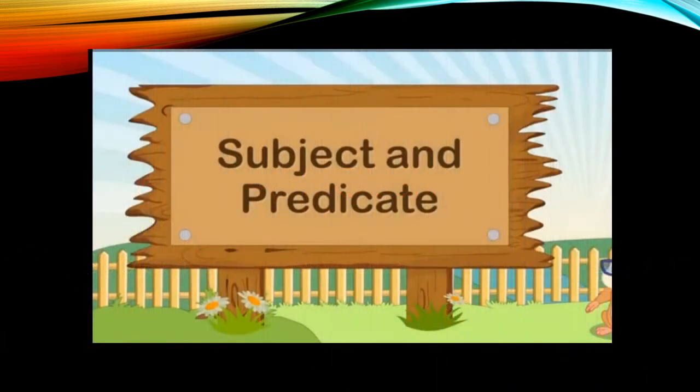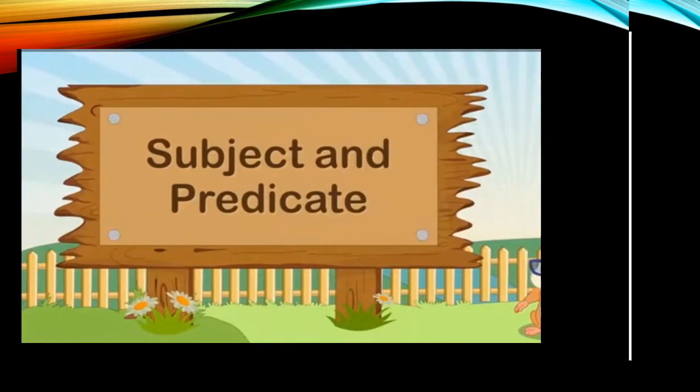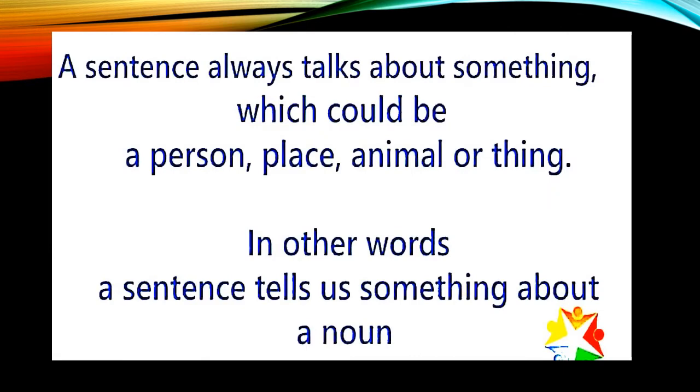Children, today we will discuss the parts of a sentence. A complete sentence has two parts, subject and predicate. Now what is subject and what is predicate? We will see in our next slide. Students, as we all know, a sentence always talks about something which could be a person, place, animal, or thing. In other words, a sentence tells us something about a noun.